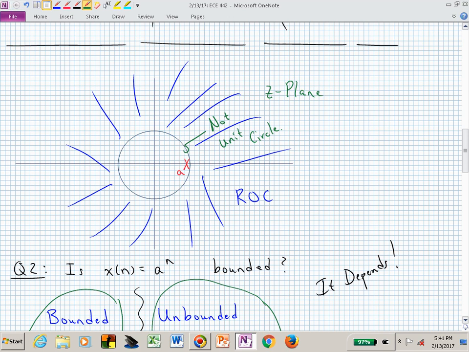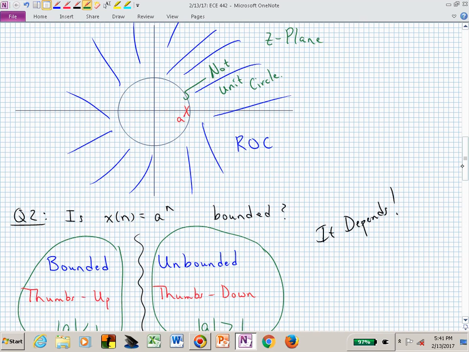If that's the case, then depending on where A is located relative to the unit circle, it will be either unbounded if A is outside the unit circle, and bounded if A is inside, if the pole is inside.